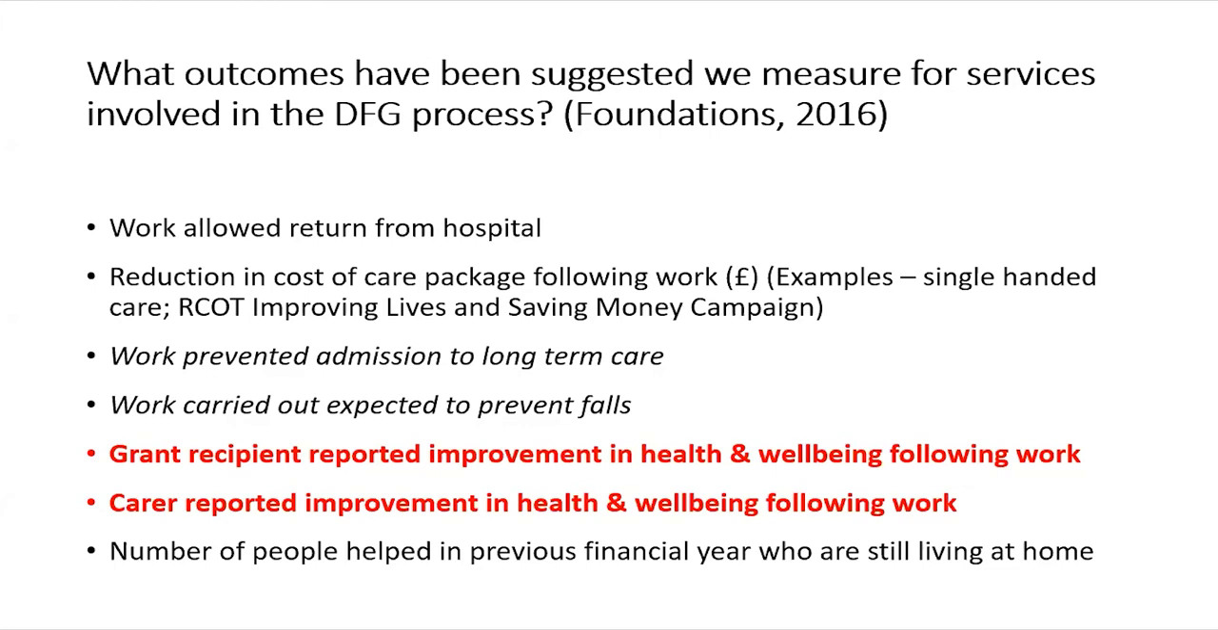Then we've got how the DFG has improved health and well-being following the work for the people that we're working with, and then carers reporting improvements in health and well-being following the installation of the adaptations. And the reason I've got these in red is because when we start looking at some outcome measures, these are going to be the outcomes that I kind of focus on. And then the final one here that Foundations has suggested is the number of people helped in the previous financial year who are still living at home.